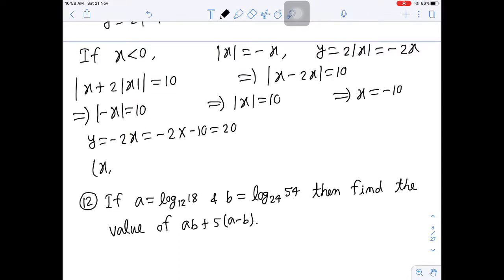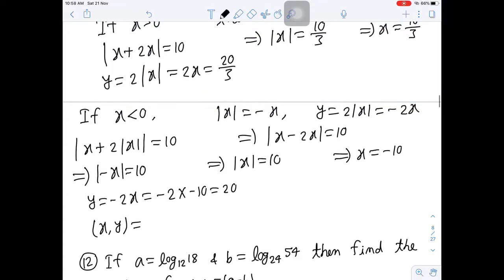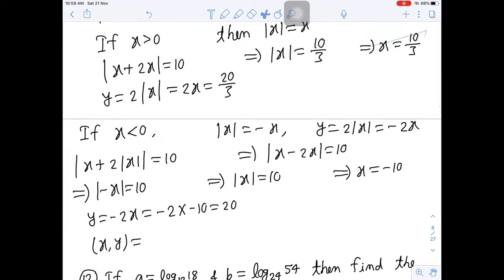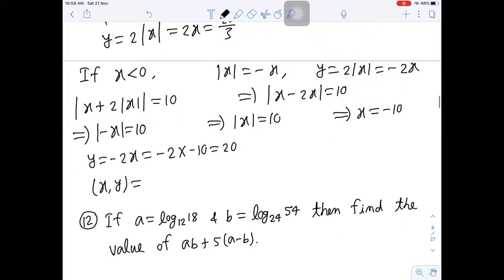Then we'll get x comma y equal to. So the first set was 10 by 3, 20 by 3. So 10 by 3 comma 20 by 3. And the next set we will get will be minus 10 comma 20.